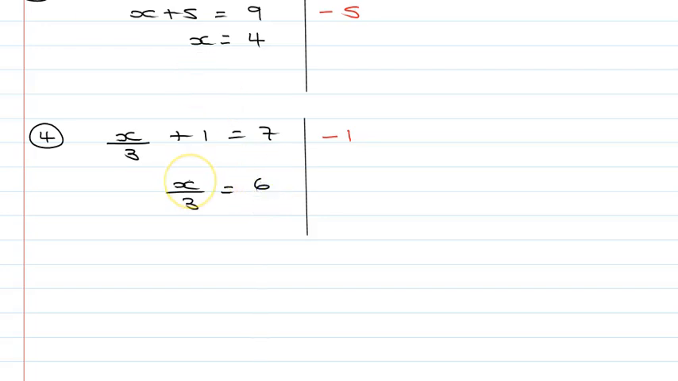Now you can see here the x is dividing by 3, so to inverse that I'm going to multiply by 3. So multiply the left hand side by 3 leaves x on its own, and the right hand side leaves me 6 times 3, which is 18.